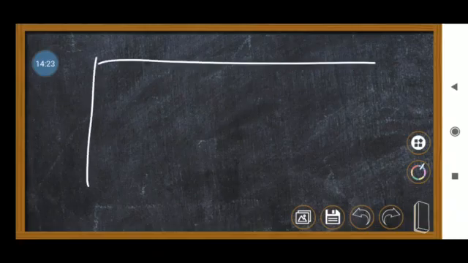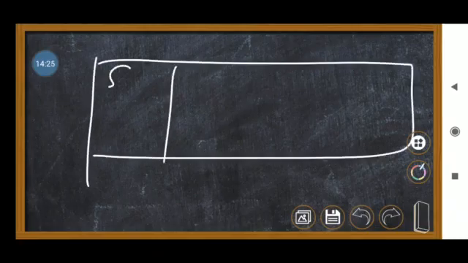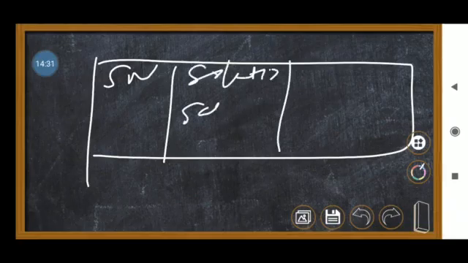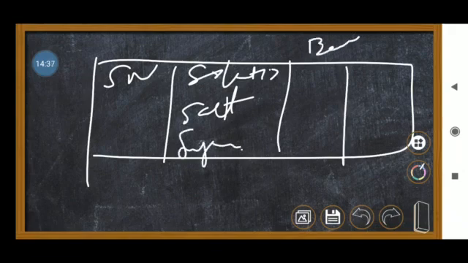The tabular column they gave, right? First is the serial number, and you can take that yourself. Then the solution: what solutions you will take, whether it's salt or sugar solution, or different kinds of solution, and whether the bulb is glowing or not. If the bulb is glowing you put a tick mark, and if not glowing you put a cross mark. So you can check which solutions conduct electricity. From this we conclude that liquids can conduct electricity.